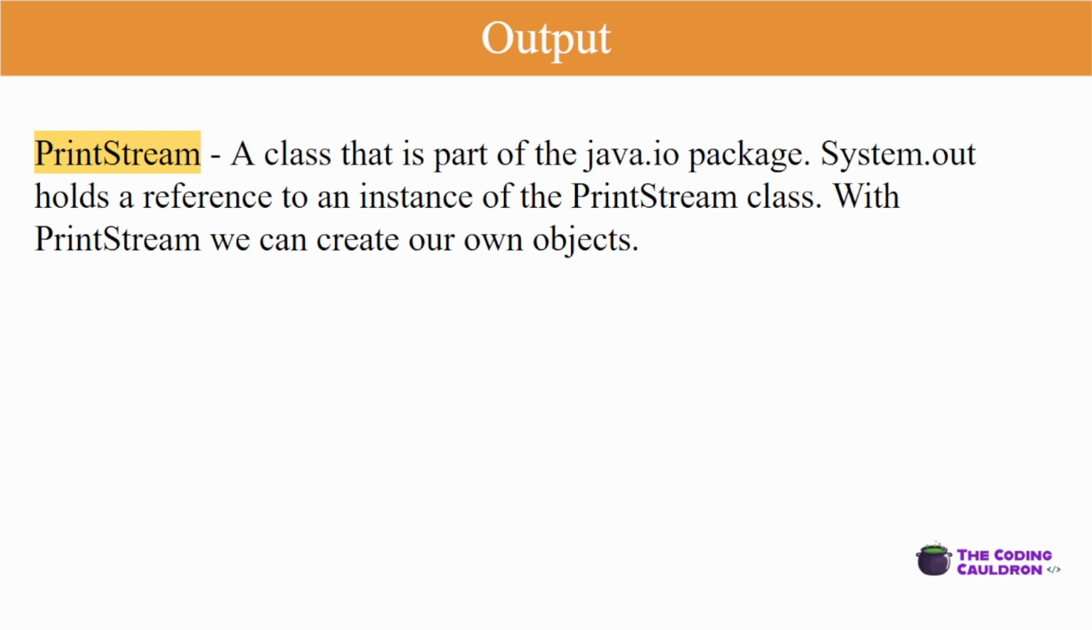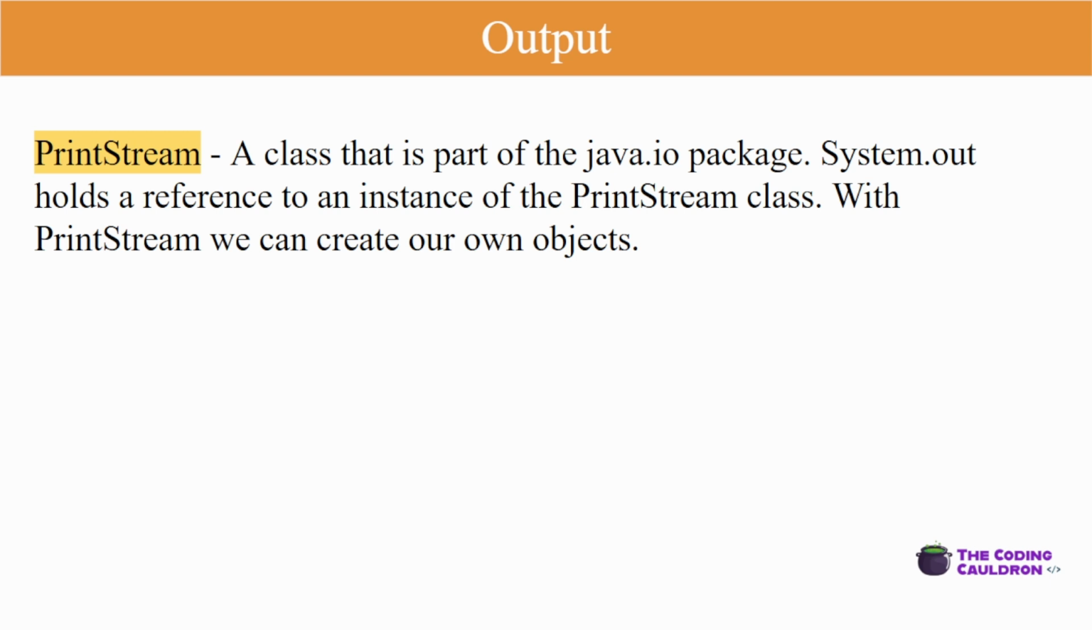PrintStream is a class that is part of the java.io package, and as we saw before, it provides methods to print formatted data. System.out holds a reference to an instance of the PrintStream class, so it is pre-configured to output data on the console. When we use System.out, we are interacting with a pre-configured object that outputs data. With PrintStream, we can also create our own object to execute output operations.